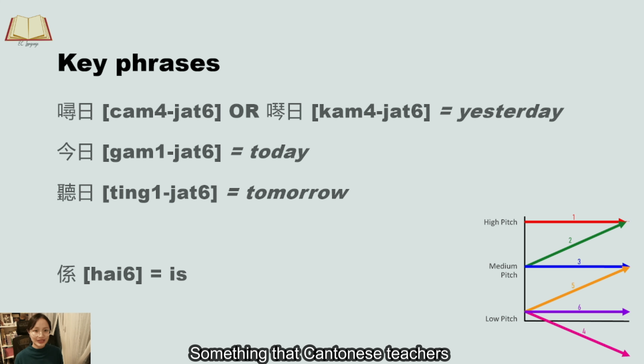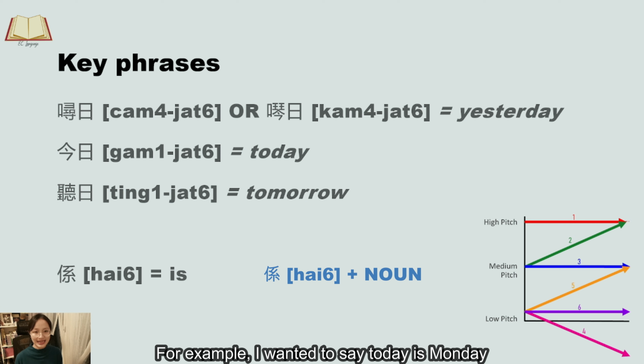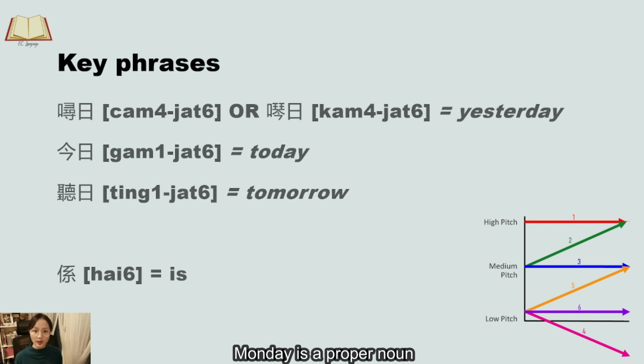Something that Cantonese teachers don't often mention or emphasize is that 係, even though we say it means am, are, is, it doesn't mean exactly the same thing. It's not used in the exact same way. Usually, it is only used before a noun. So, for example, if I want to say today is Monday, Monday is a proper noun.